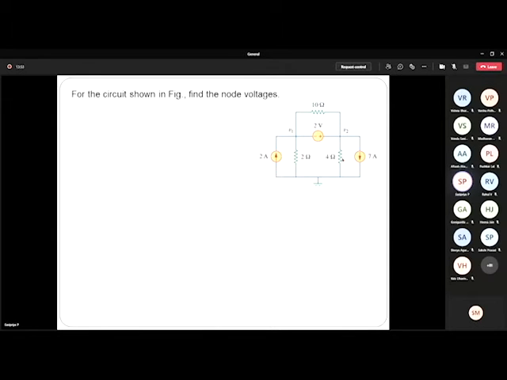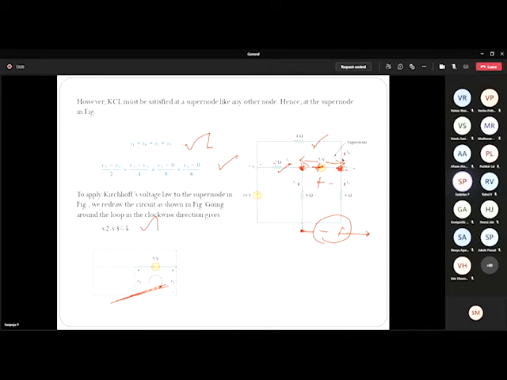Okay. Ma'am, could you just explain the equation I1 plus I4 equal to I2 plus I3? Yes, sure, ma'am. I can't understand. Yes, okay, no problem.